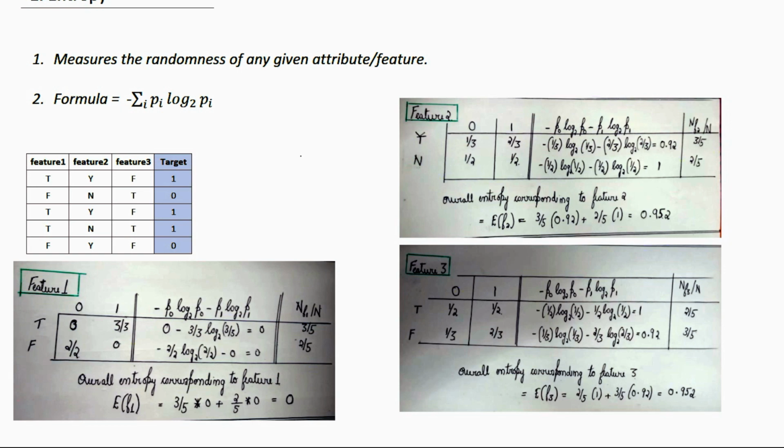Just for understanding purposes, this is how we calculated the entropy corresponding to each of the features. Like for feature 1, the entropy came out to be 0. Feature 2, the entropy came out to be 0.95. Same was the case with feature 3. So this is all about entropy, how we calculate when we have a data set given. And that's it about entropy, and hope this video helped.